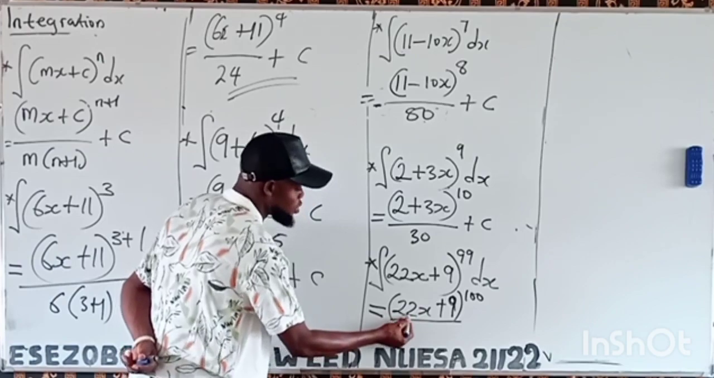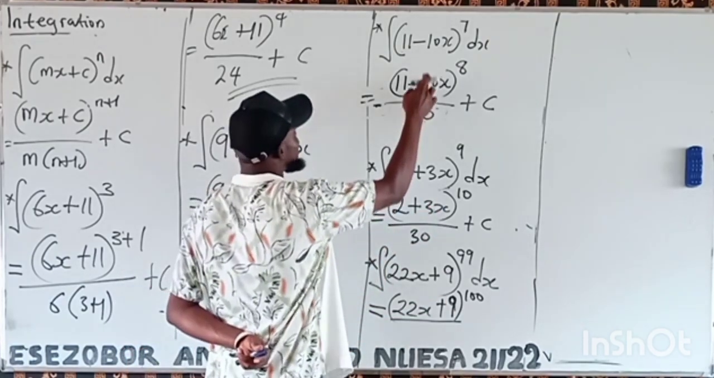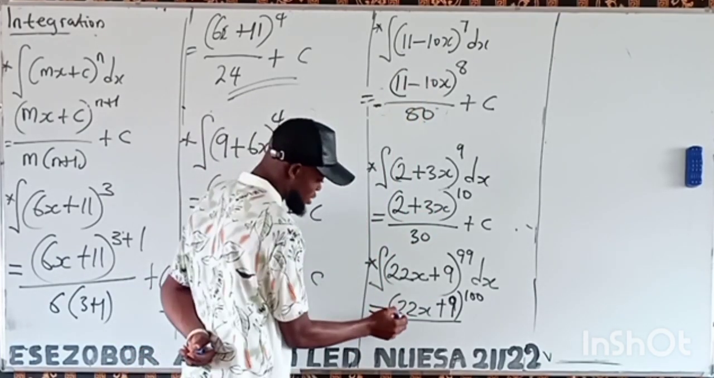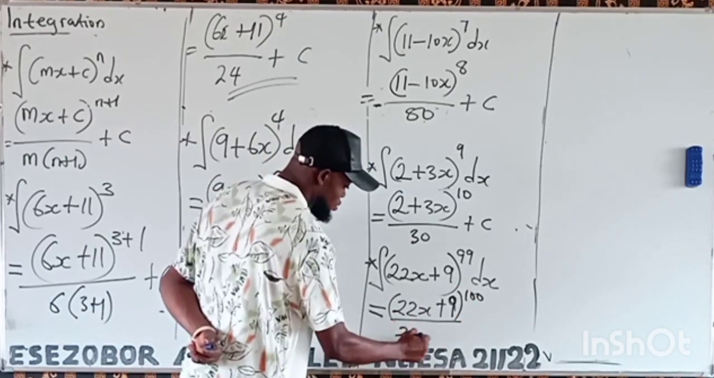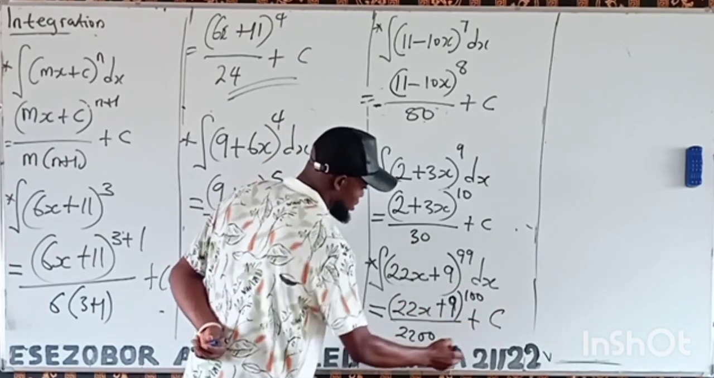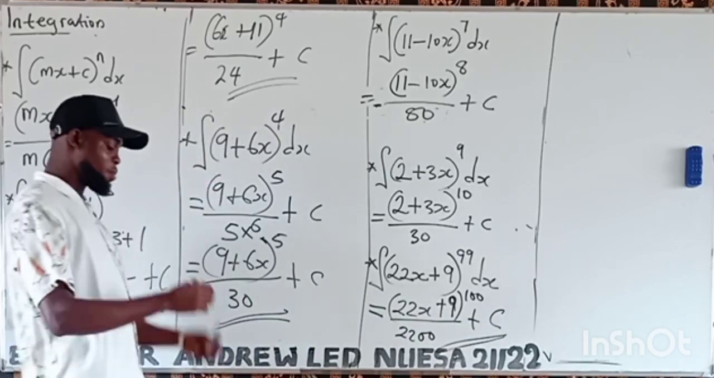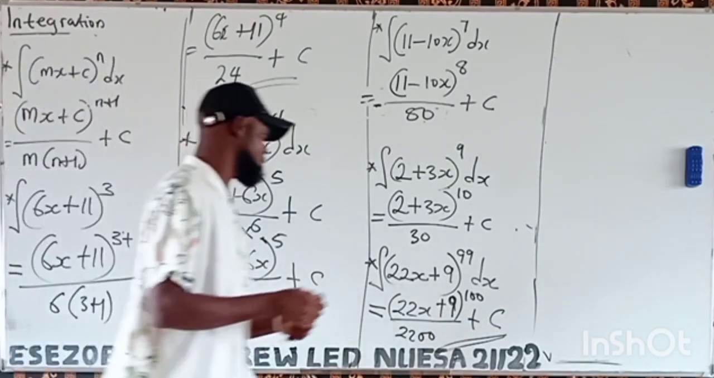The coefficient of s is 22. Just pick the one that has s. Pick the one that has s and stay with it, which is 22 times 100. I'll give you 2200 plus c. That is the answer, so please take note of that. It's very, very important.